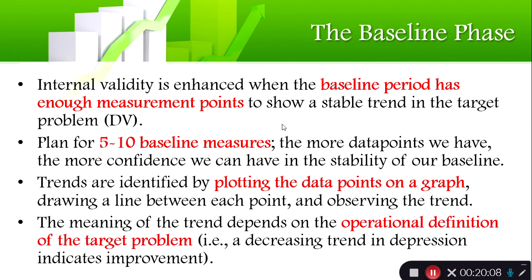The meaning of the trend, as I mentioned before, really depends on the operational definition of our target problem. As I mentioned, we want to be able to see a decreasing trend in depression. That would indicate improvement. If it's academic achievement, we would want to see an increasing trend in grades or attendance or whatever it is that we're measuring with regard to achievement. So it really depends on how we operationally define our target problem in terms of the trend that we're looking for. But having at least 5 to 10 data points in our baseline helps us to establish a good, clear baseline prior to introduction of the intervention.